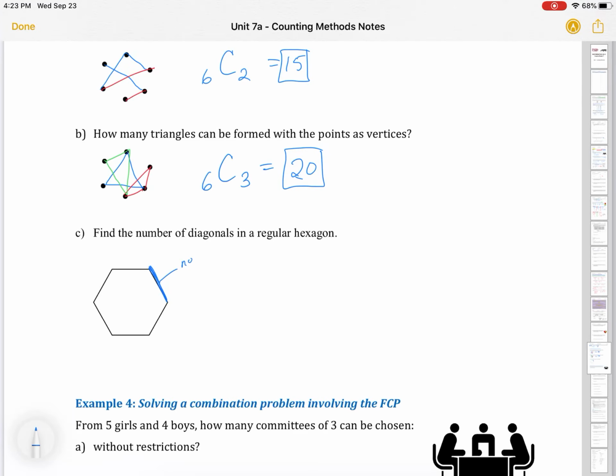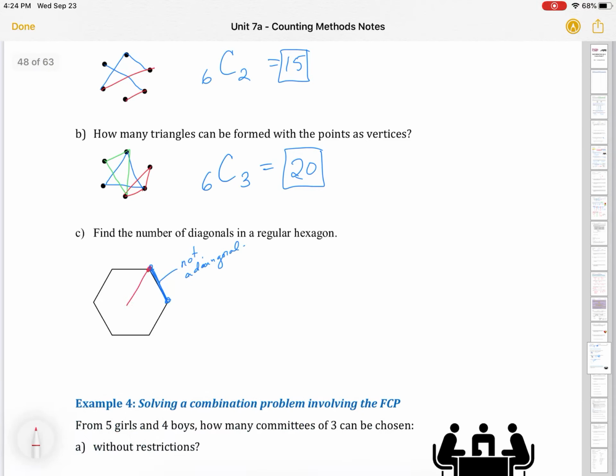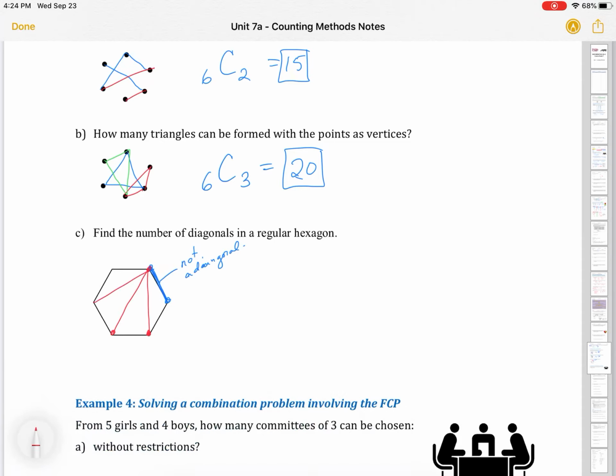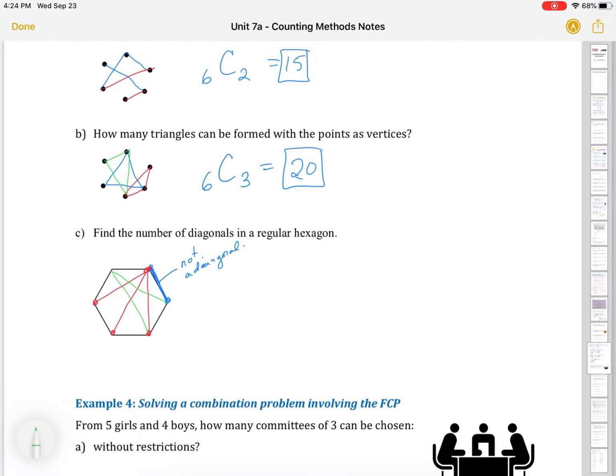Now, a diagonal has to go across the hexagon, so it does not include a side. This is not a diagonal. Okay, that is a side. So what it includes is like from one point here across, or from one point over here, or I could be connecting these 2 points, right? Those are all diagonals. There's a diagonal, there's a diagonal.